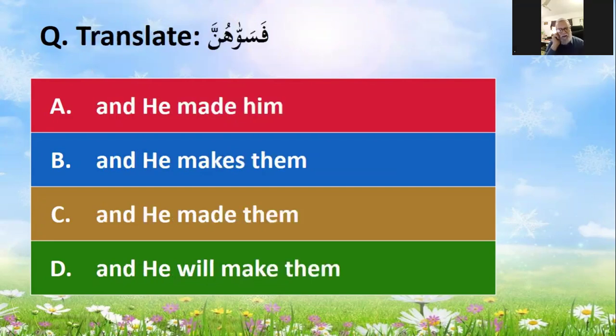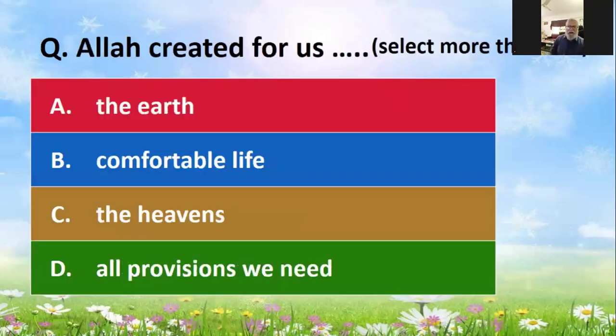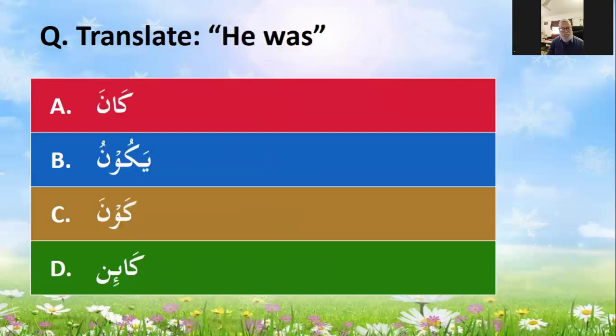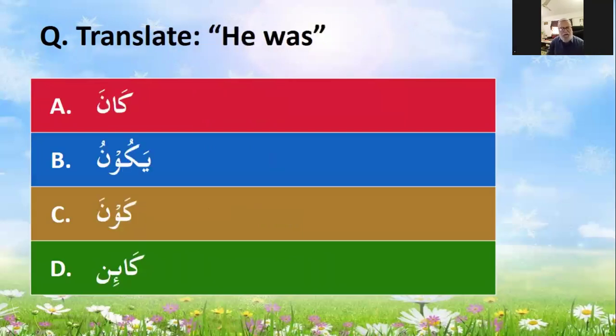Fasabwahunna means: and he made him, and he makes him, and he made them, and he will make them. A, B, C, D. Fasabwahunna. No, see, and he made them. Hunna means them. Allah created us for the earth, comfortable life, the humans, all provisions we need. A, B, C, D. Created the earth and the heaven. A and C. Allah created for us the earth, comfortable life, the humans, all provisions. All four are correct.